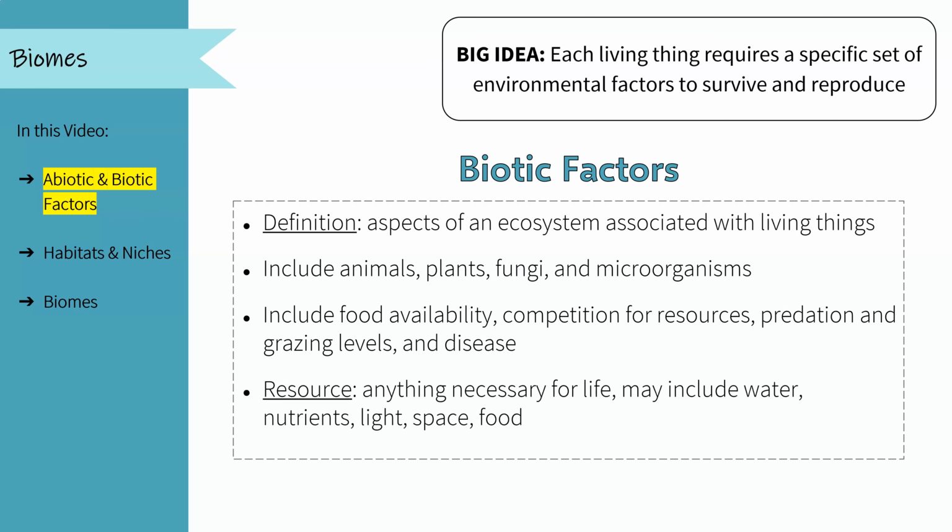We'll talk a lot more about resources coming up, and we'll think about this as just anything that's necessary for life. It could include water, nutrients or food, maybe light, space, things that living things need to survive. So when we're thinking about where an organism lives, it will need to have some set of abiotic and biotic factors in which it can best survive and reproduce.